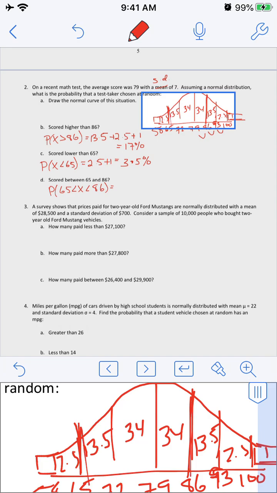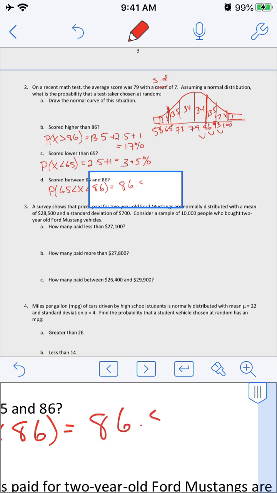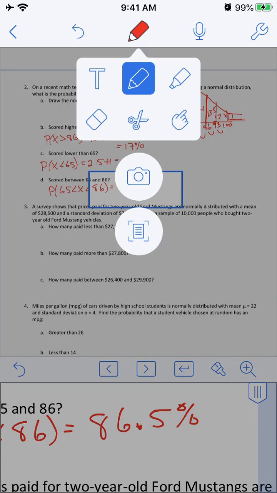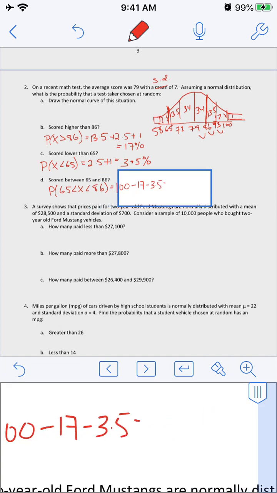Two ways to do this. We could take away everything that is not in those, since we already know those, or we could add up the stuff that's in between. Either way, we're going to get 86.5%. Hold on, this doesn't sound right. Yeah, that's not right at all. Just kidding. 100 minus 17 minus 3.5 would definitely be 79.5%. Alrighty, and we are done with the problem.